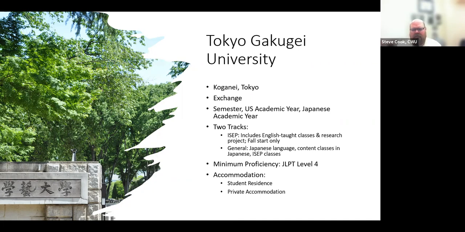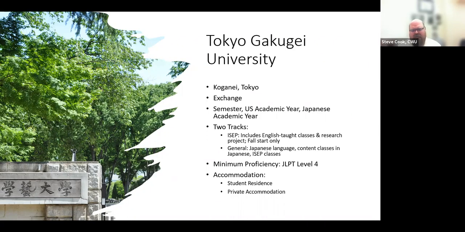And then the next one is the general track, which Japanese language, content classes in Japanese, and ISEP classes all can go into students' schedule. Again, their minimum proficiency is the JLPT level 4.